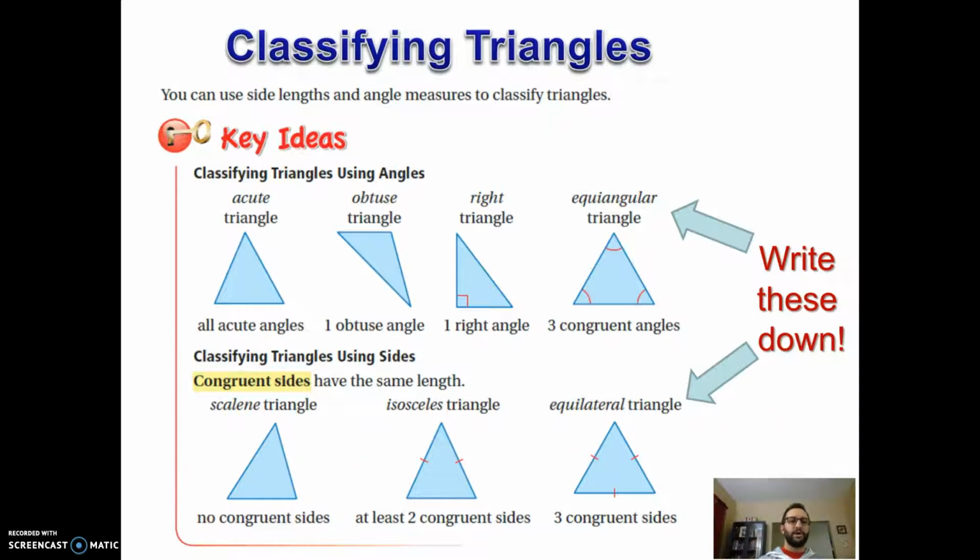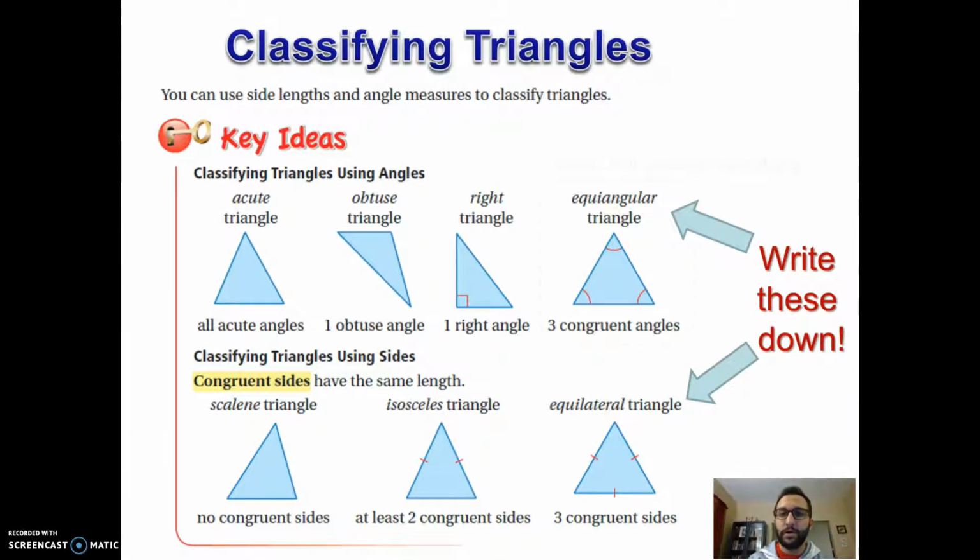A couple things to learn about triangles is that triangles can be classified using their angles and using their sides. As you can see, there are 4 names for classifying triangles using their angles: acute, obtuse, right, and equiangular. And you can see the definitions for those. And there's 3 ways to classify triangles using their sides. That's scalene, isosceles, and equilateral.